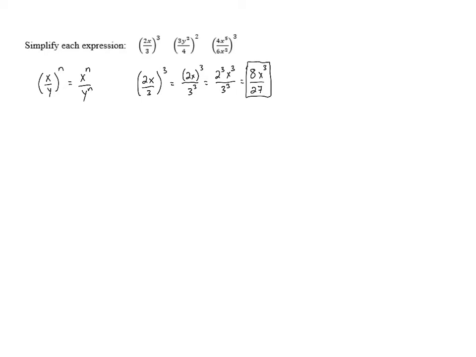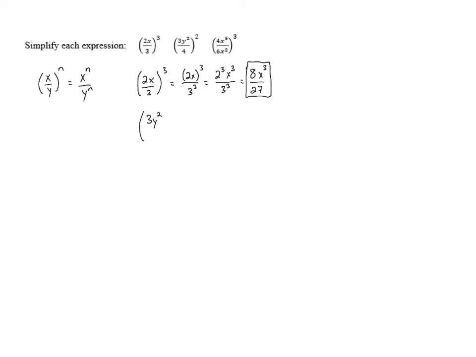We can actually get the same answer a little bit more quickly by taking this exponent of 3 and distributing it to each of the factors in the numerator and denominator all at once. If we took 2 and cubed it, that gives us the 8 that we have here. If we cube x, that gives us the x cubed. And if we cube the 3 in the denominator, that gives us the 27. So let's try the next one, but doing it a little bit more efficiently.